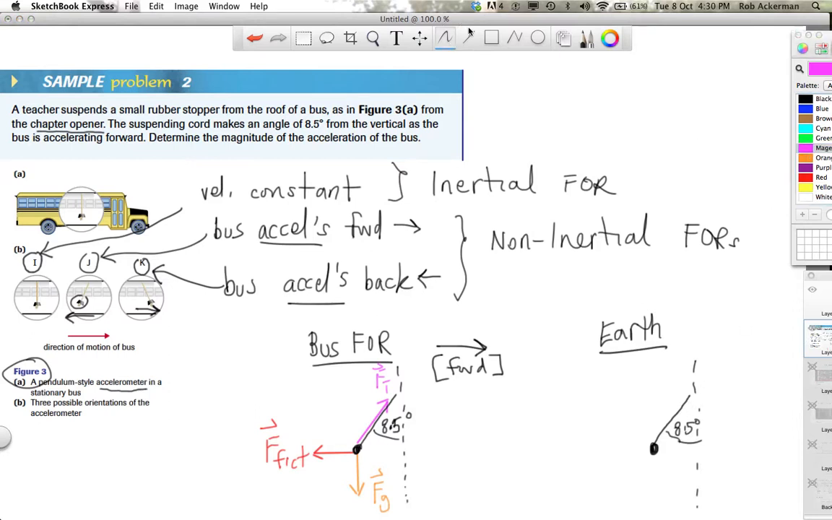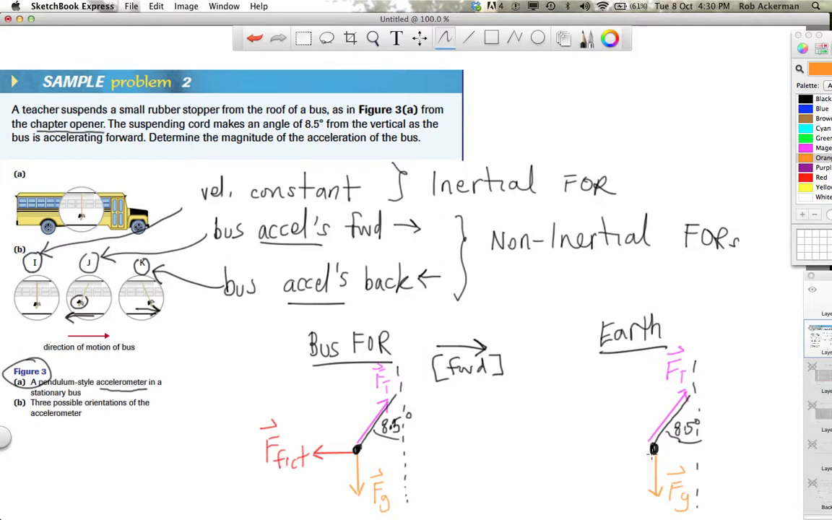Therefore, the tension force is still the same. Gravity, of course, is still the same. But all we do, as you saw in the case of car accidents that we watched a moment ago, all you do in the Earth frame of reference is you get rid of the fictitious force because you don't need it in the Earth frame of reference.